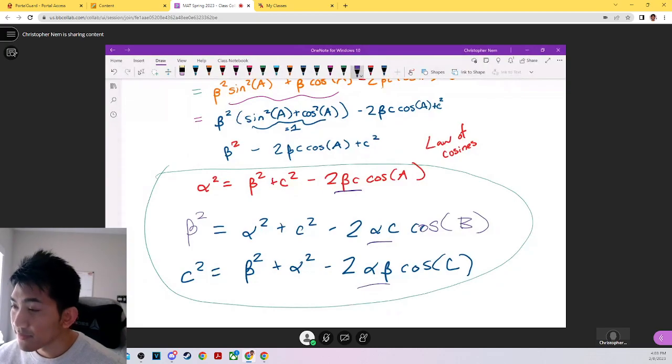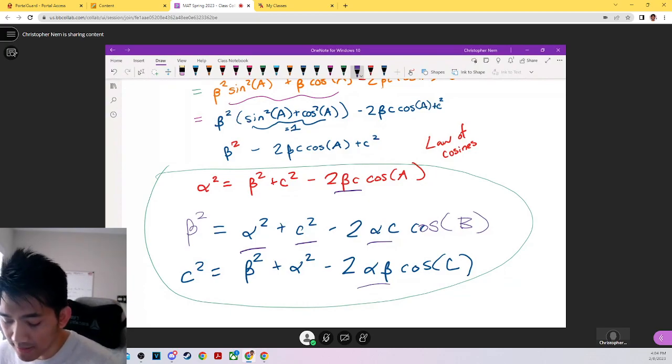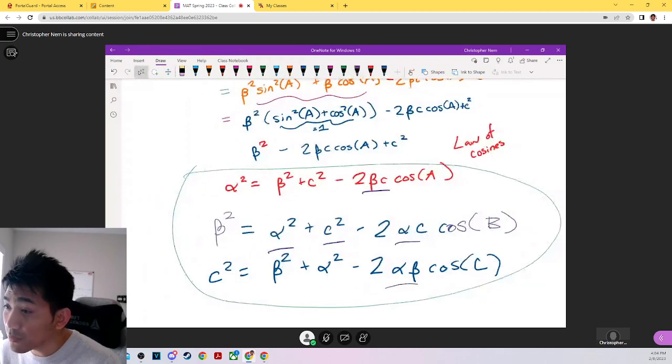And then those sides that you aren't using are going to be over here. Boom. So if it says alpha squared, then we're going to use beta c. If it says beta squared, we're going to use alpha c. Same things that got squared earlier over here. So it's not too bad. You're just minusing 2 of that value times cosine of whatever your reference angle is. So boom. That's what the law of cosine is.